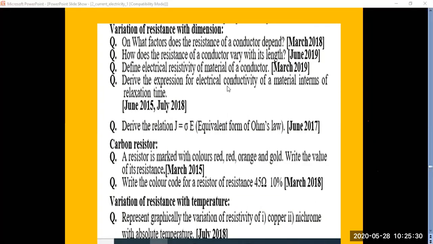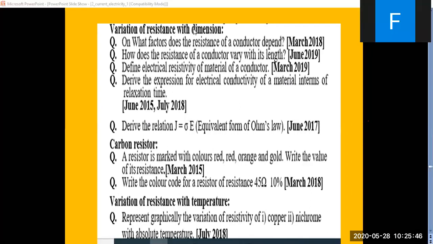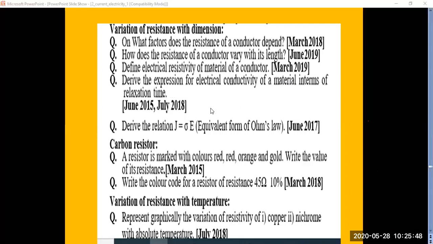Derive expression for electrical conductivity of a material in terms of relaxation time. So this is sigma is equal to E divided by rho. That derivation we just saw can be written for this. Mathematical forms of Ohm's law, vector form. Today I showed you J is equal to sigma into capital E. There you can just rearrange the terms and write sigma is equal to J divided by capital E. This relation is asked, equivalent forms of Ohm's law. Today what we did, that is this question.